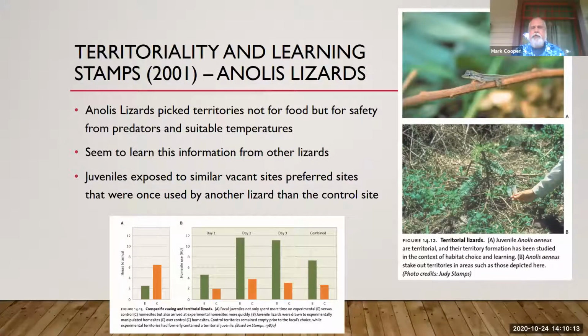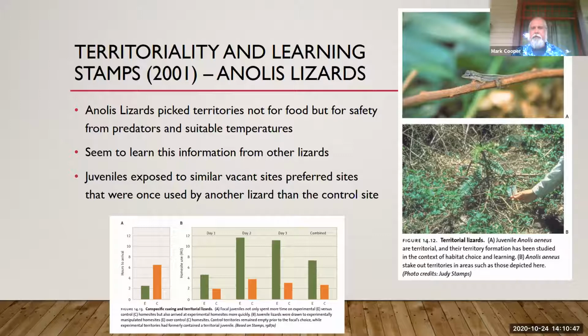All right. And then learning in these Anolis lizards, what they did is they had these immature lizards and they were trying to figure out how they pick territories. So they were making these territories. Sometimes lizards would actually be on them trying to breed and feed, and at other times they didn't. So they set up a bunch of control sites where some of the controls actually had lizards living, and others didn't.